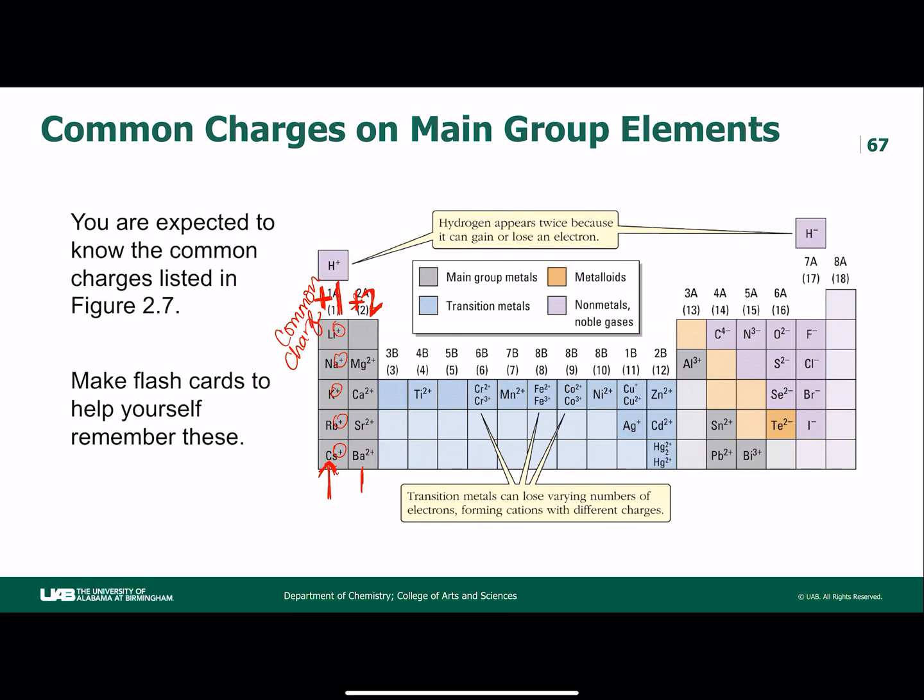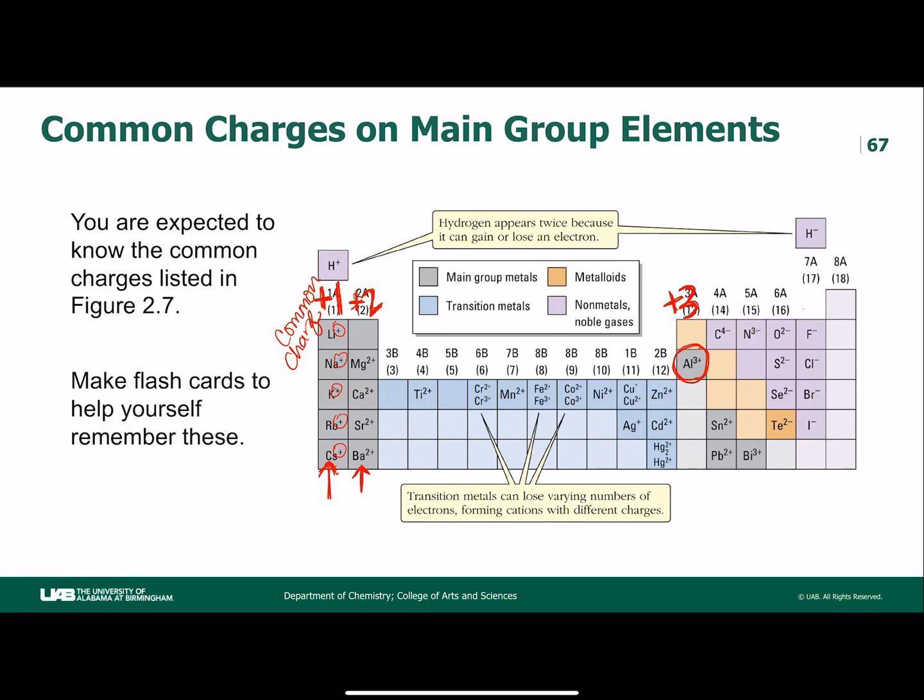This second group is going to lose 2 electrons to get to that configuration. 2 electrons make it happy. When it loses 2 electrons, it ends up with a +2 charge. We have aluminum over here, and that's really the only +3 that you need to know about. We're not really going to think of boron here because boron forms more covalent compounds than it does ionic compounds.